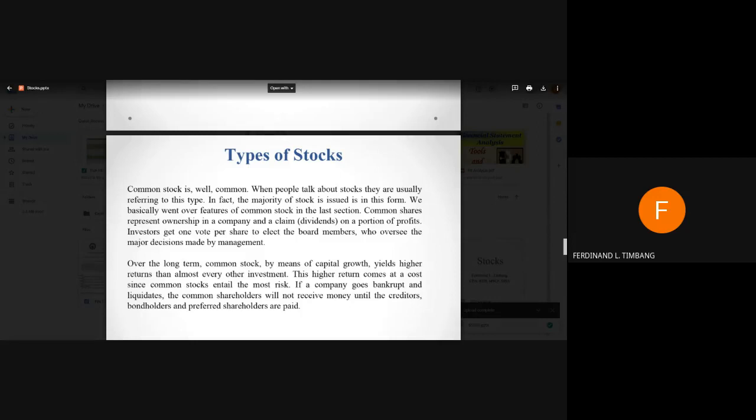So common shares represent ownership in a company and claim dividends on a portion of profits. Investors get 1 vote per share to elect the board members who oversee the major decisions made by the management. So that is one of the rights of the common stockholder, to elect, to participate in that decision making. Pero kung minority ka naman, baliwala rin yun, no? Over the long term, common stock by means of capital growth yields higher returns than almost every other investment.